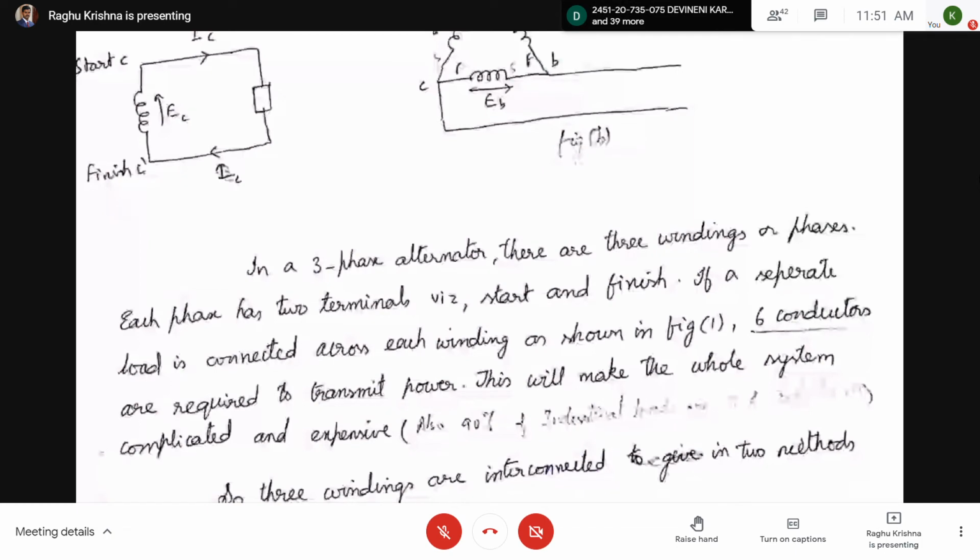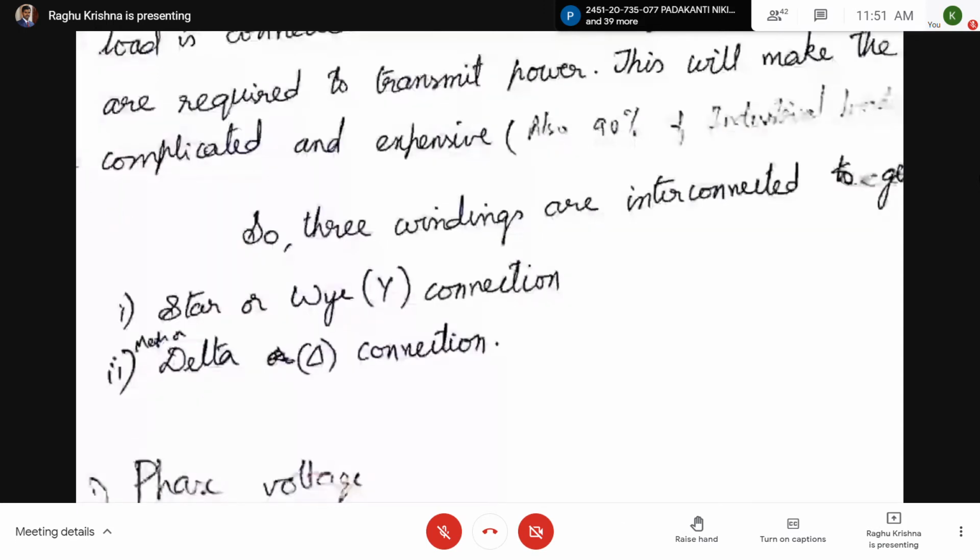So here you see two types of connection. The first one is the star connection, also called the Y connection. The second is the delta connection, also called the mesh connection. It is represented with the Greek letter delta.